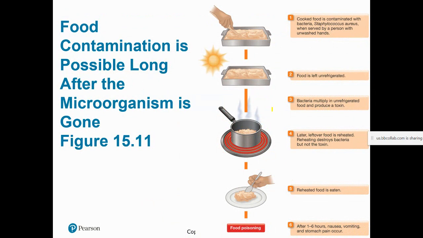And so then I said a little bit about this so far, but this is just showing us that even in cooked food, we can still have the potential for bacterial development. So the title says food contamination is possible long after the microorganism is gone. The example here is Staph aureus, and you might remember Staph aureus is one that produces a toxin. And bacterial toxins are really tricky because they can survive environmental conditions that the microorganism itself couldn't.